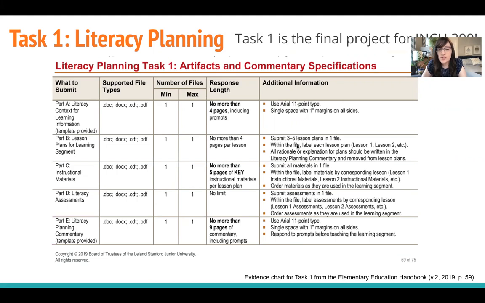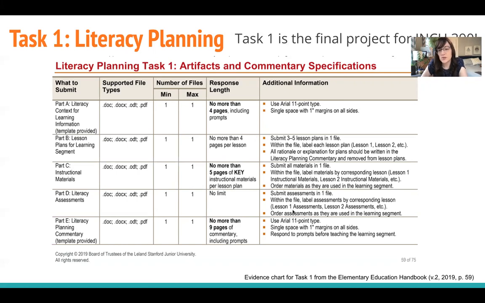Notice there are no restrictions on file types or margin rules for your lesson plans, which is a good thing. You can stretch those margins out, or for your instructional materials or assessments. Those can look like whatever you want them to. So that's a good thing. But the commentary papers are super picky. Size 11, 1-inch margins. Just use the templates because that's how they're set up. Then they've got very strict page limitations. The only thing that's not limited, interestingly enough, is the literacy assessments.